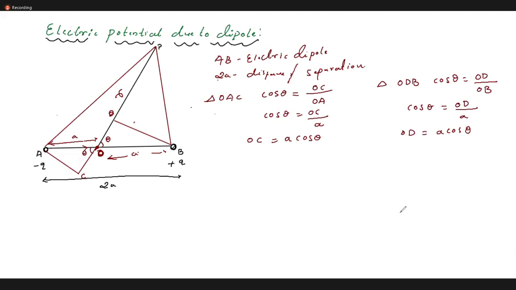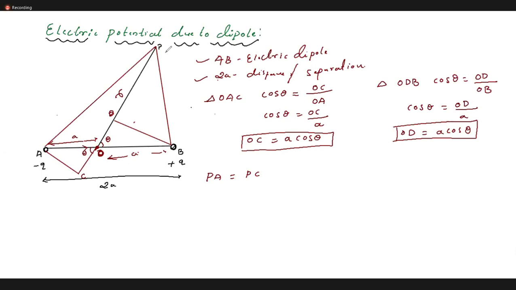I got all these things from your diagram itself. AB is the electric dipole and 2a is the distance, meaning from A to B the distance is 2a. From the triangles, I got OC equal to a cos theta and OD equal to a cos theta. So these are the things I got here. Okay, let me write: PA, can I write the PA distance as equal to PC?